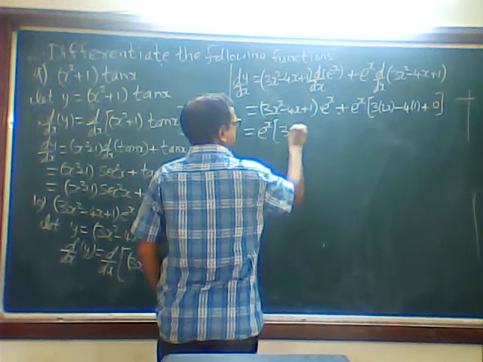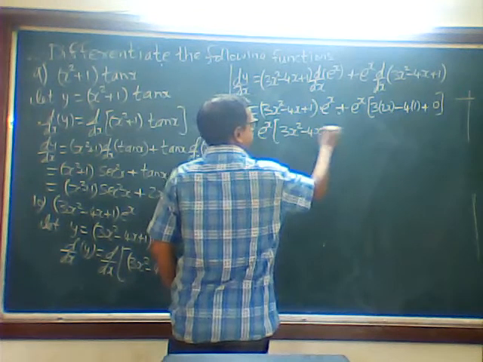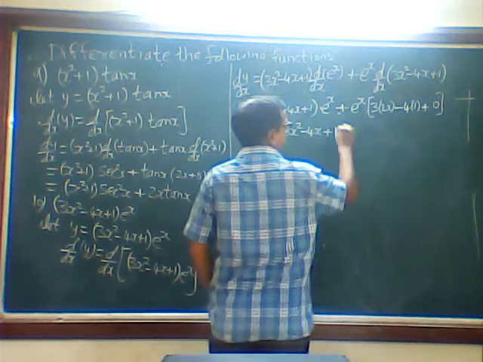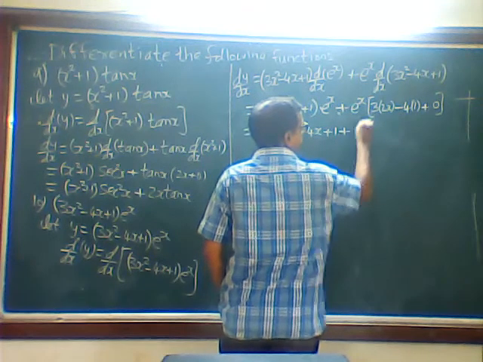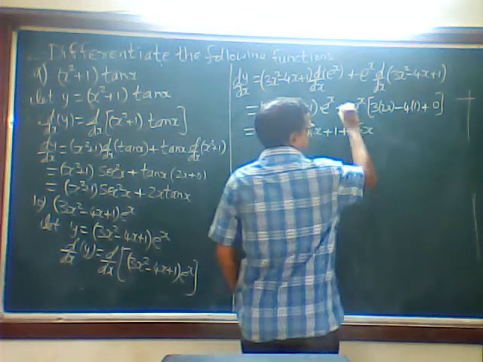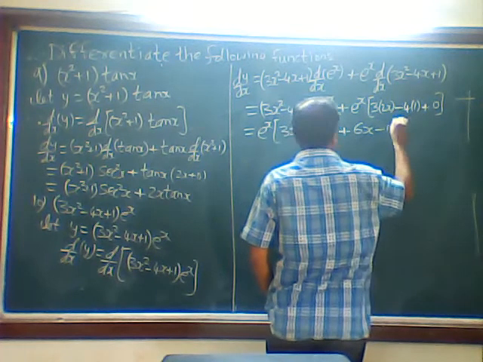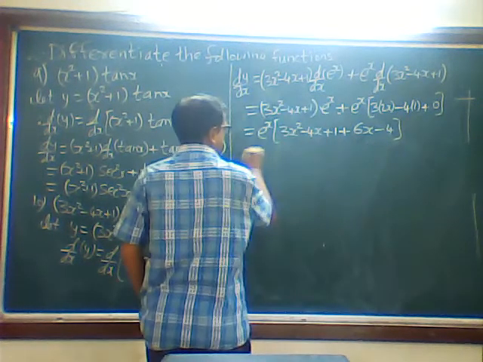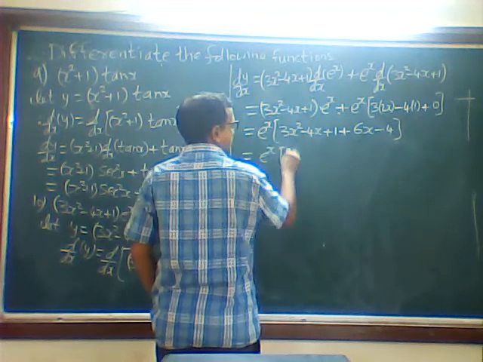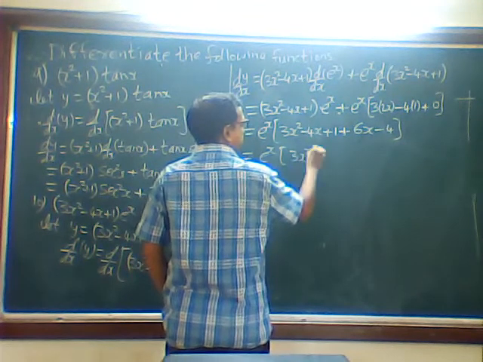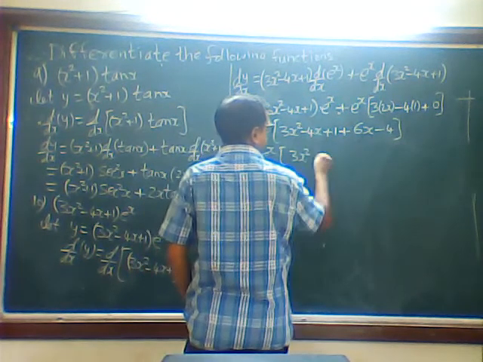Okay. So next in this, I will take out e raised to x common and write it this way: 3x square minus 4x plus 1 plus 3 into 2, 6x, plus into minus is minus, 4 into 1 is 4, that is 0 below the bracket. So what will you get here? 3x square minus 4x plus 6x is plus 2x.